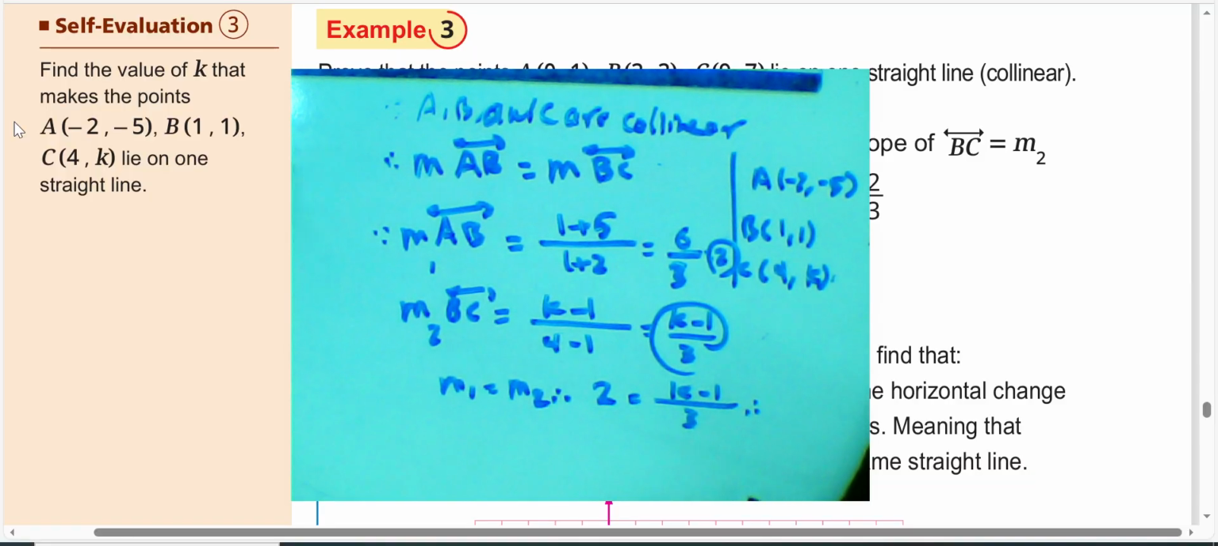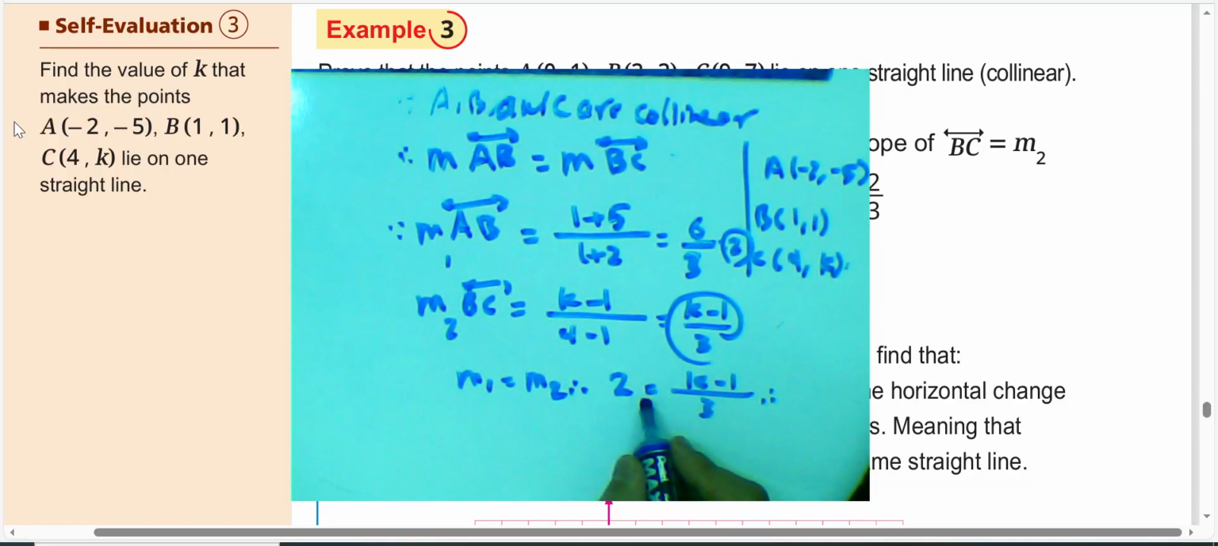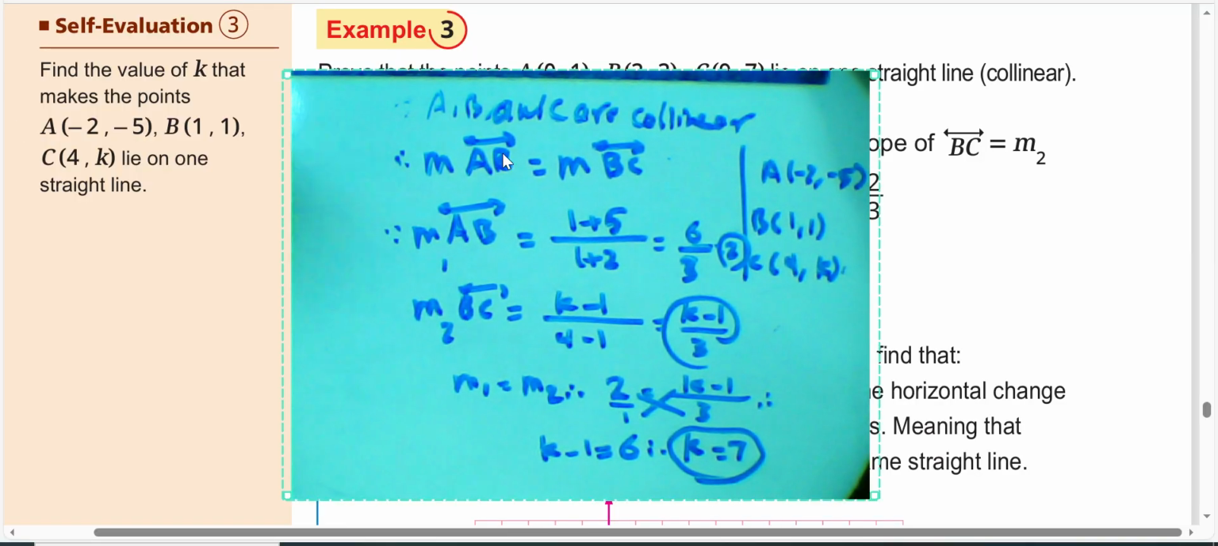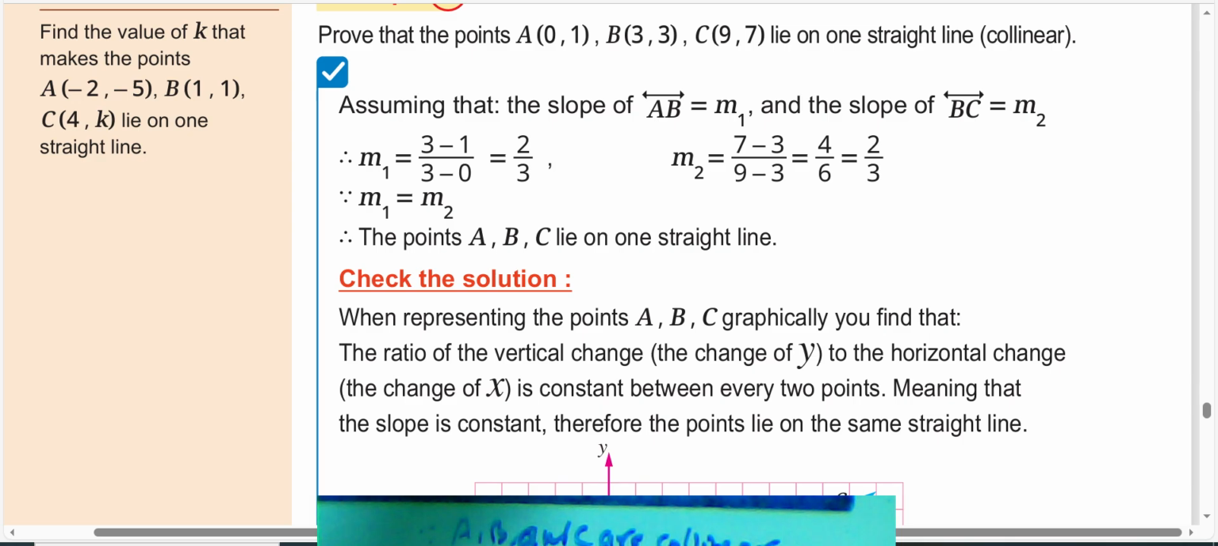Then 3 times 2 equals 6. Product of extremes equals product of means. Then k minus 1 equals 2 times 3, which is 6. Then the value of k will be equal to 7. The value of k equals 7. Okay? This is question number 3. Next question.